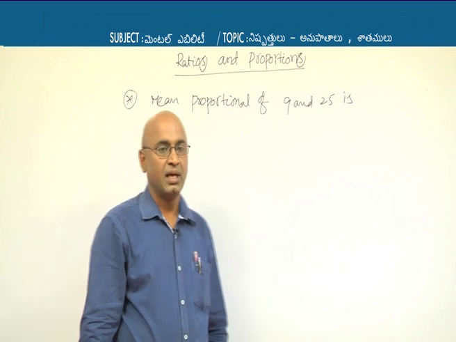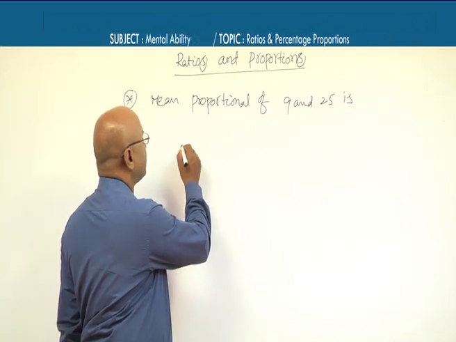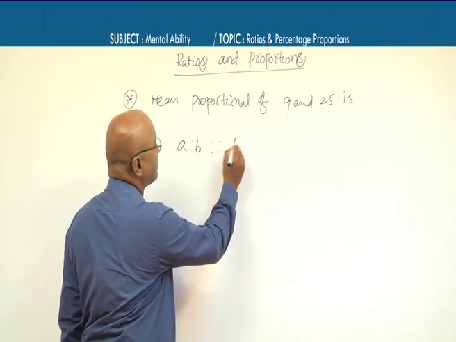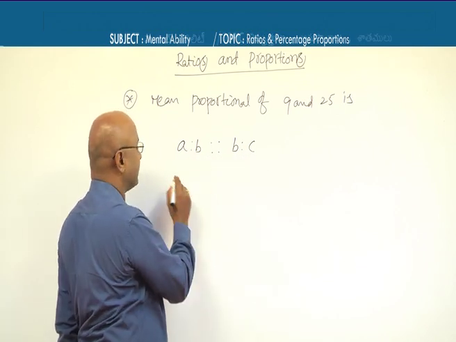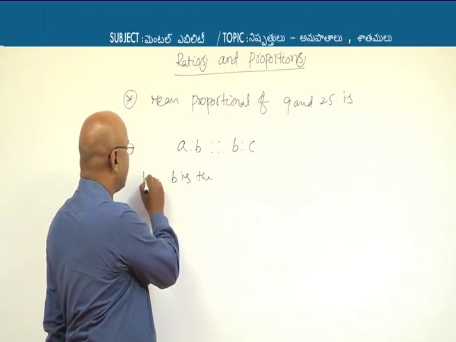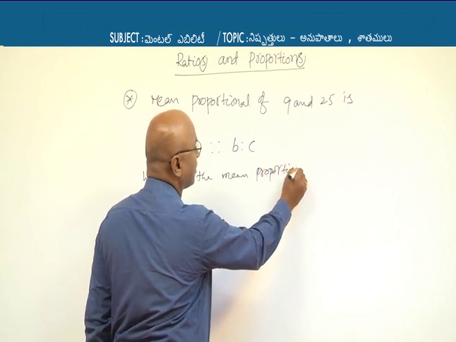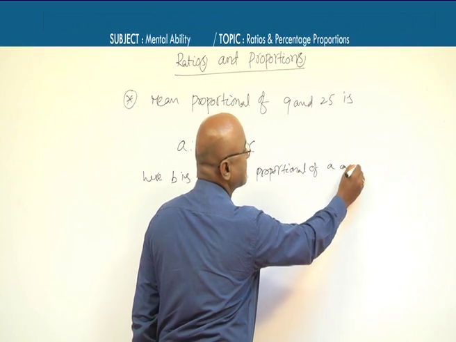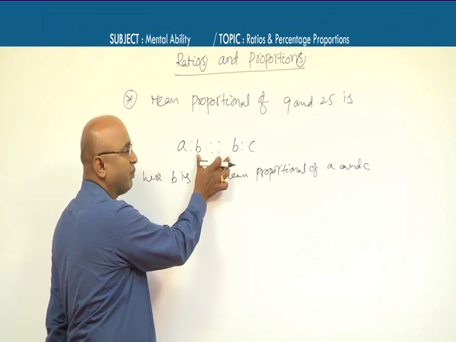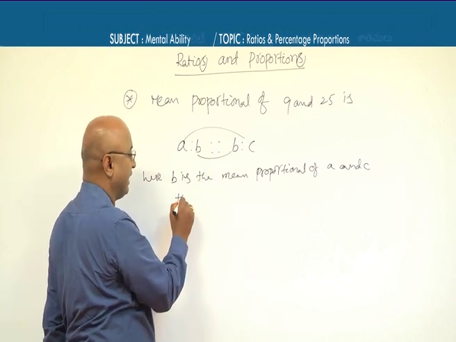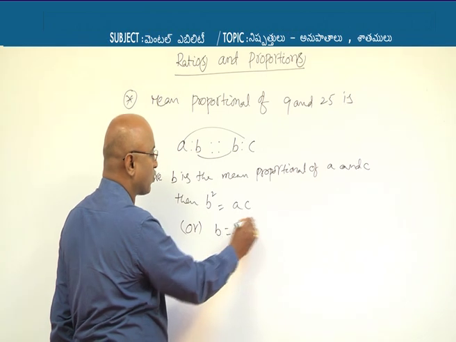Now the problem is, what is the mean proportional of 9 and 25? We know that A is to B as B is to C. B is known as the mean proportional of A and C. When two ratios are in proportion, the product of means is equal to the product of extremes. Then B square is equal to AC, or B is equal to the square root of AC.